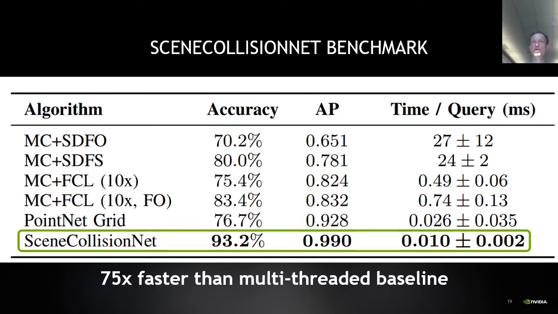Our method achieves higher accuracy than baselines while being 75 times faster than the multi-threaded FCL baseline, which is the next best baseline.